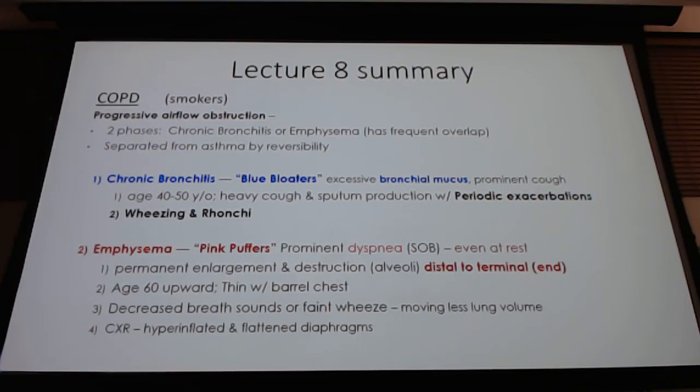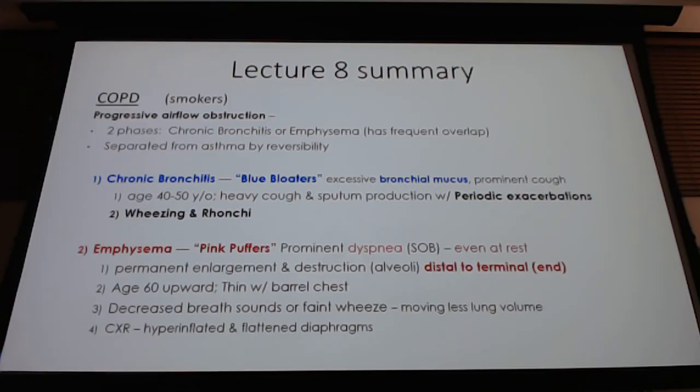Emphysema, those are pink puffers. Prominent dyspnea, even at rest. Very short of breath. They're going to have that big barrel chest. The heart is going to look small compared to this big flattened diaphragm. Large rib cage. They're going to be very thin because of the work of breathing.